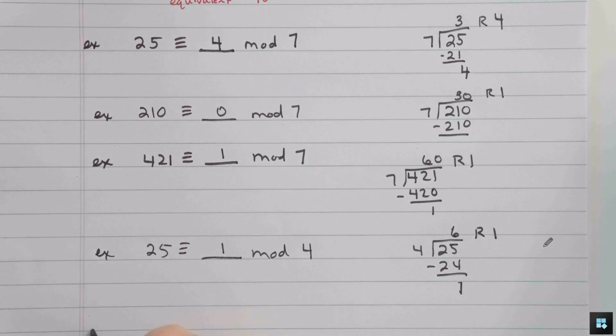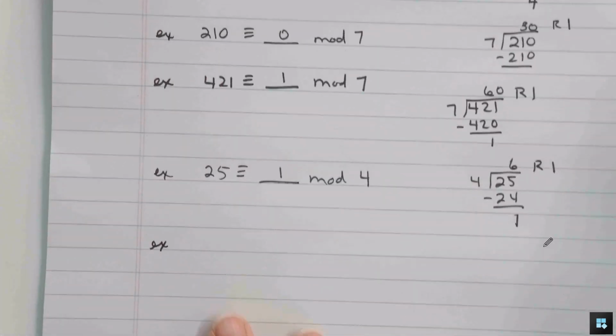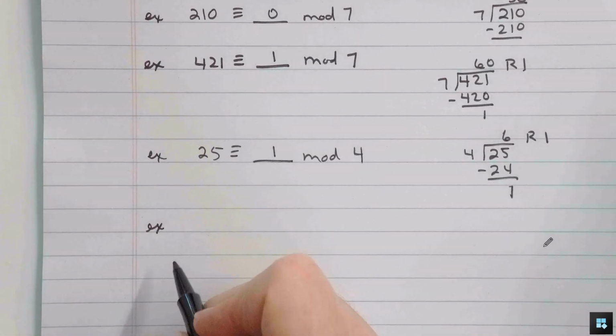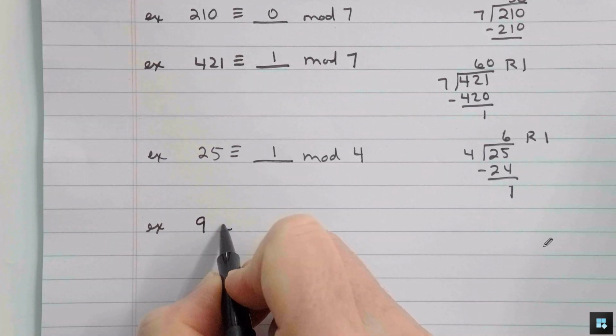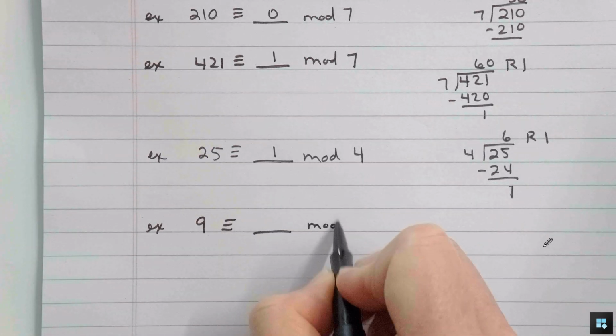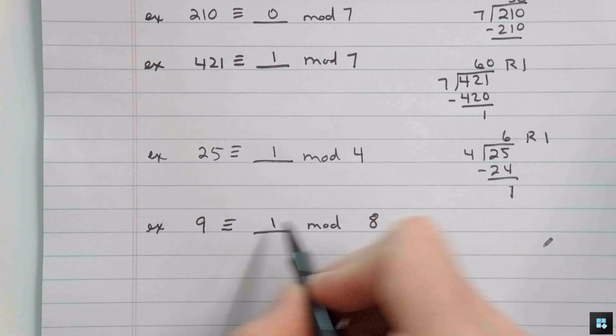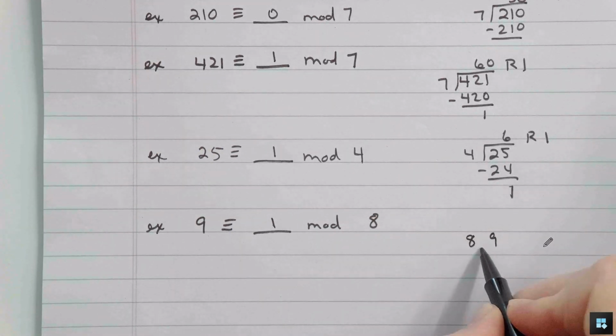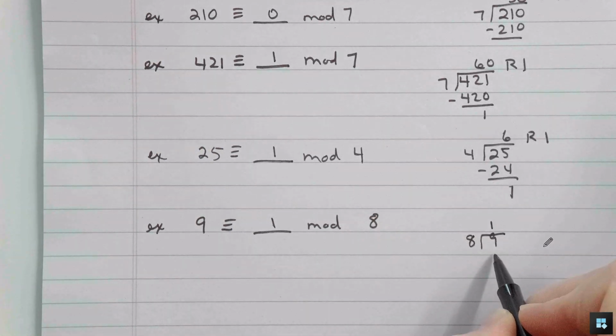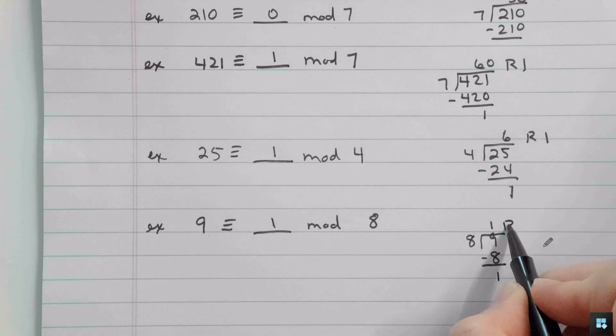Let's do a mod 8. It'd also be 1. Good. Yep, that would also be 1 because you have 9 divided by 8. Goes in there 1 time, and a remainder of 1.